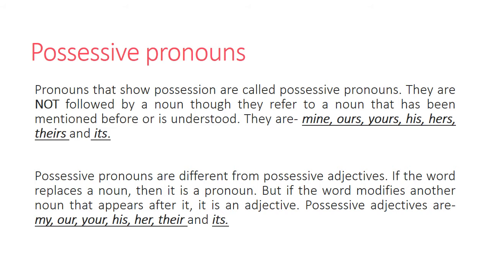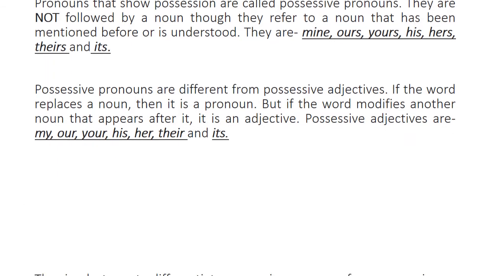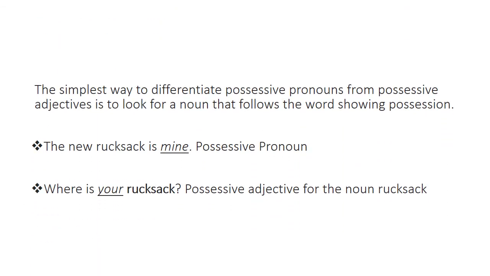Let's have a look at certain possessive pronouns and possessive adjectives where we can easily see the difference. The simplest way to differentiate possessive pronouns from possessive adjectives is to look for a noun that follows the word showing possession. The new rucksack is mine. Here, the word mine is a possessive pronoun because there is no noun following it. It is just a pronoun. Where is your rucksack? Here, your is used as an adjective, and that too a possessive adjective for the noun rucksack.